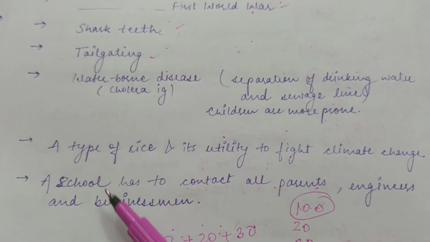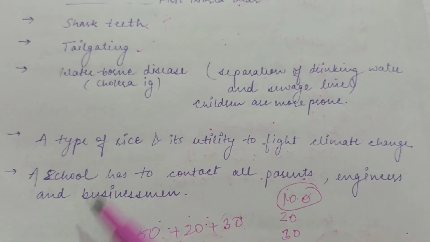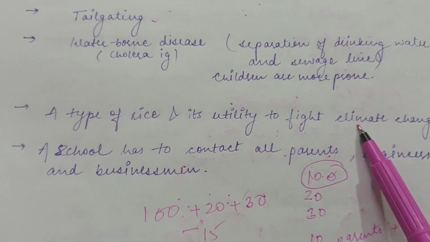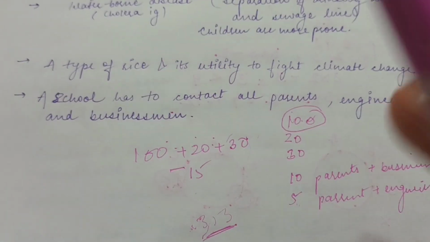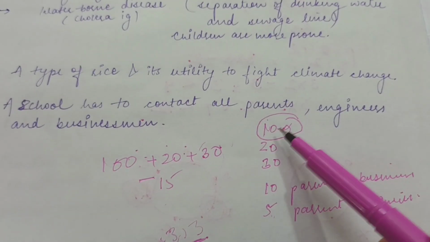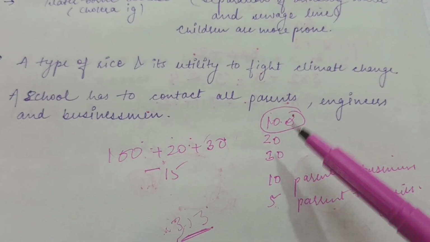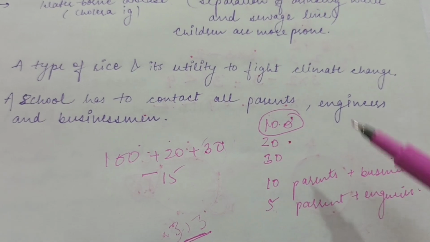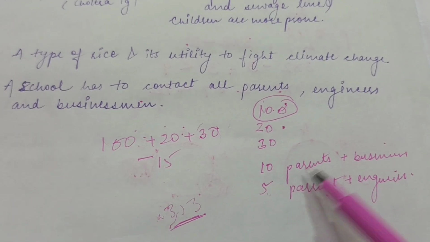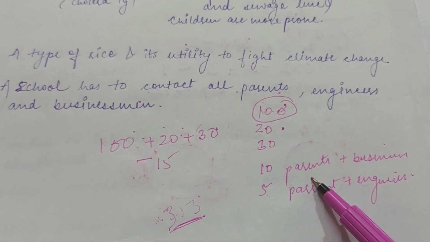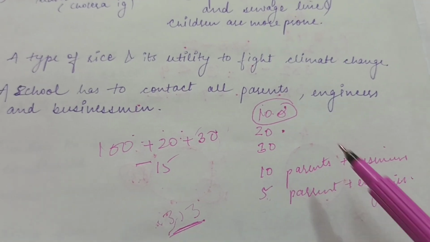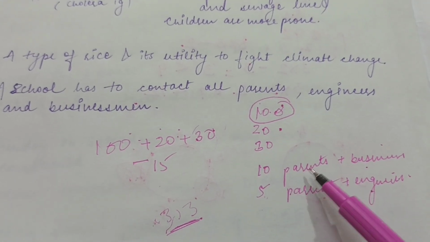Now, this was a school that has to contact all parents, engineers, and businessmen. So this was also a question which did not have options. I have forgotten the numerals, whatever they were, but let's take our numerals. Let's say 100 are parents, 20 are businessmen, and say 30 are engineers. And you have 10 people who are parents and businessmen also, 5 who are parents and engineers also. So these parents are counted twice.